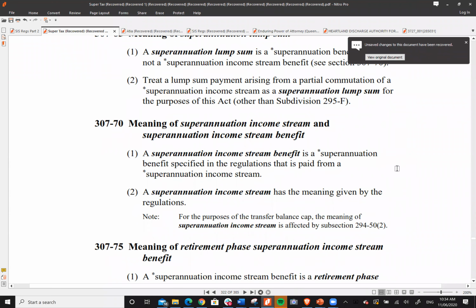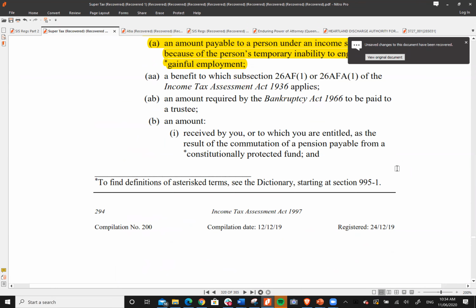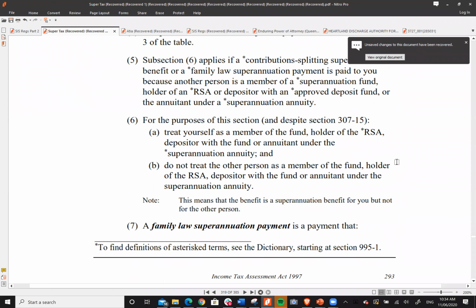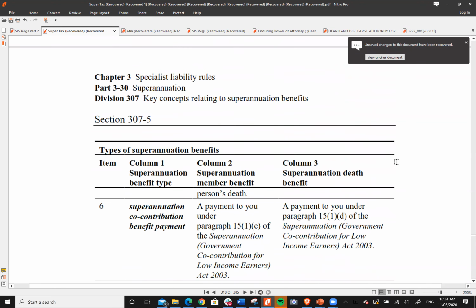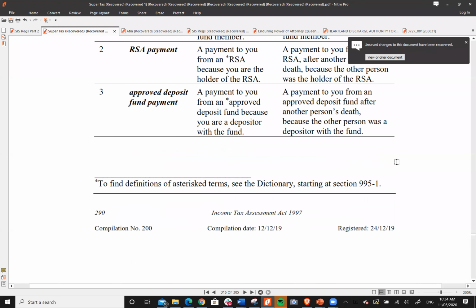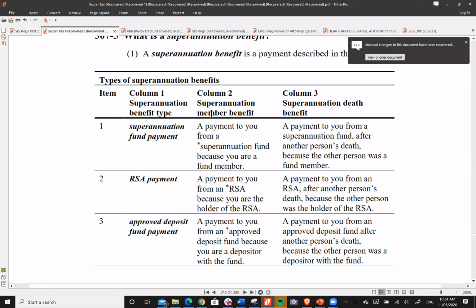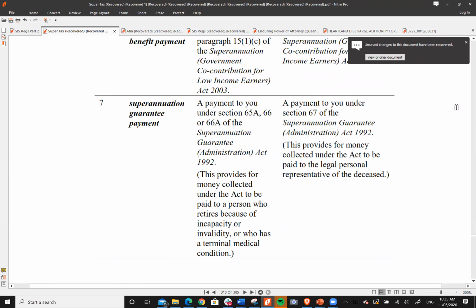So this is a section which talks about what is a superannuation benefit. If you have a look at item 1, which is typically for most of us, you can see there's a few pages on this. A superannuation member benefit is a payment to you from a super fund because you are a member. A death benefit is a payment to you from a super fund after another person's death because the other person was a fund member. So there's different taxation laws around that, but that's not relevant to us because we want to go down to 307-10, which I'd highlighted for you before.